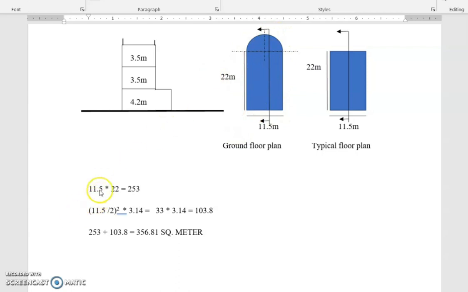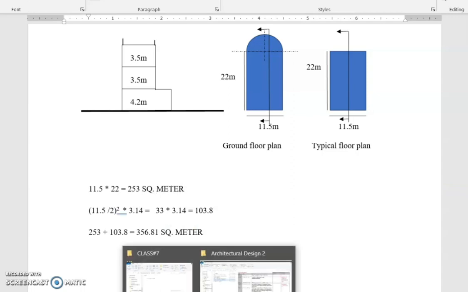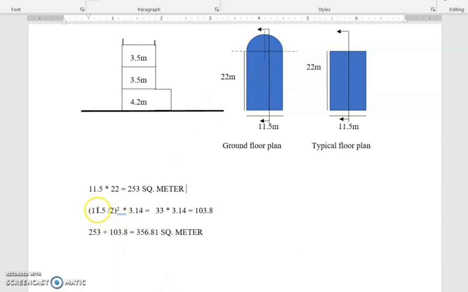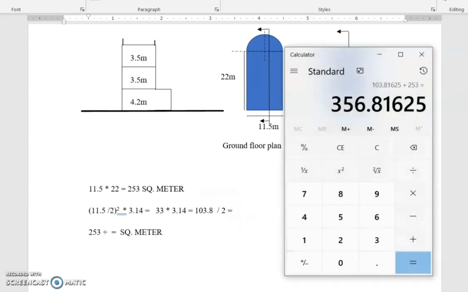The rectangle, 22 times 11.5, will be 253 square meters. And for the half circle, it is the radius squared times 3.14 divided by 2, because it's a half circle. So let's see what we have here: 3.8 squared, times 3.14, divided by 2, gives 51.9.